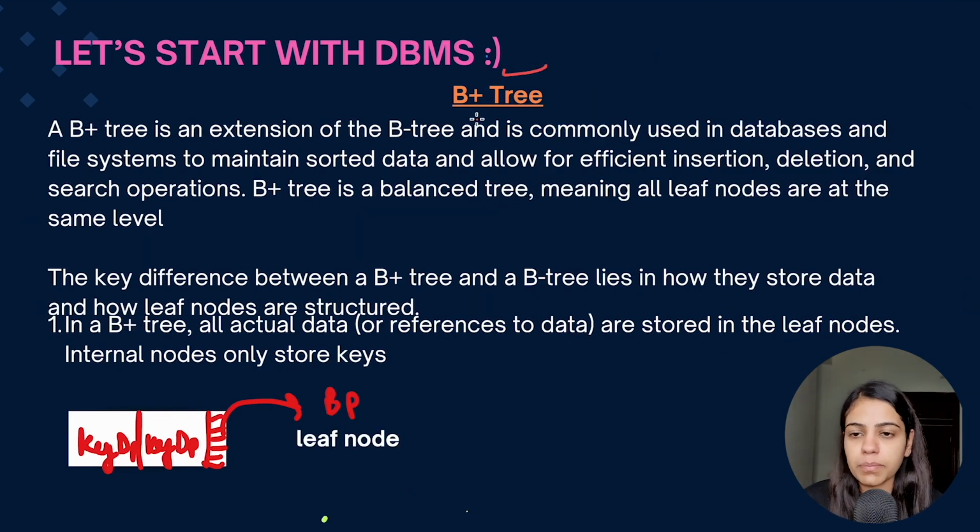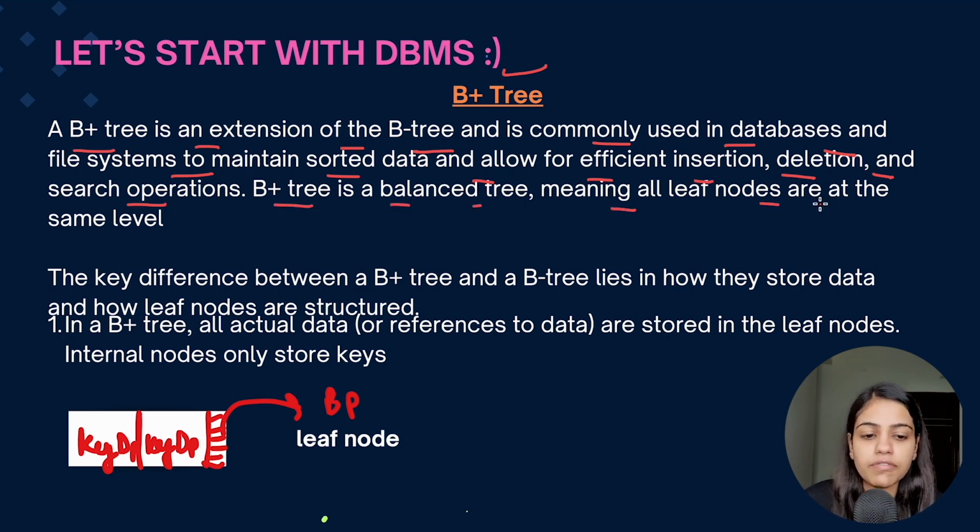Now let's learn about the B plus tree. A B plus tree is an extension of the B tree and is commonly used in databases and file systems to maintain sorted data and allow for efficient insertion, deletion and search operations. A B plus tree is also a balanced tree, meaning all the leaf nodes are at the same level. Basically it is an extension of the B tree.